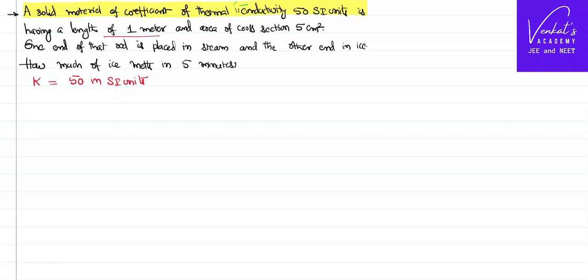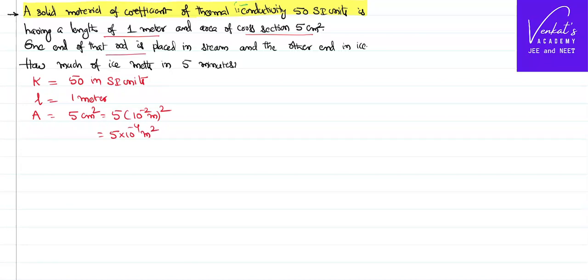It has a length of 1 meter. So L equal to 1 meter. It has an area of cross section of 5 centimeters square. I have to convert this into the SI system. 1 centimeter is 10 power minus 2 meters, whole square. So that will be 5 into 10 power minus 4 meters square.